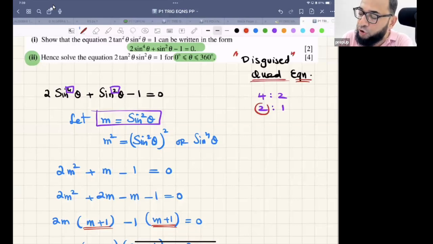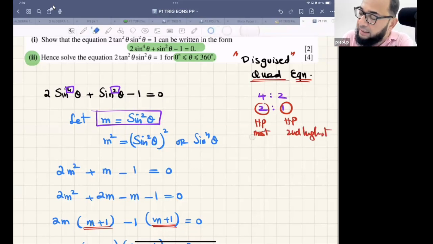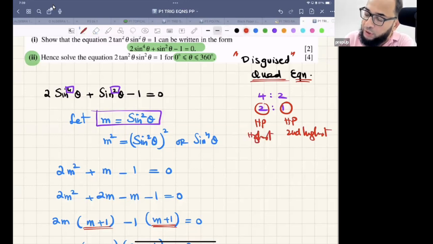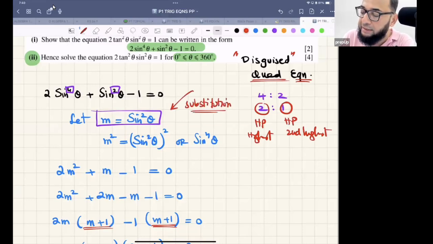What's a disguised quadratic equation? The highest power and the second highest power are in a ratio of 2:1. So what we do is make a substitution. Let me just pause for Azan. I'll just pause for a second.